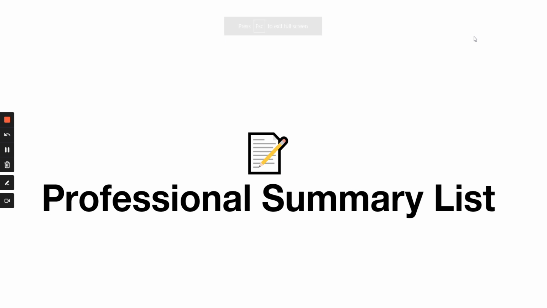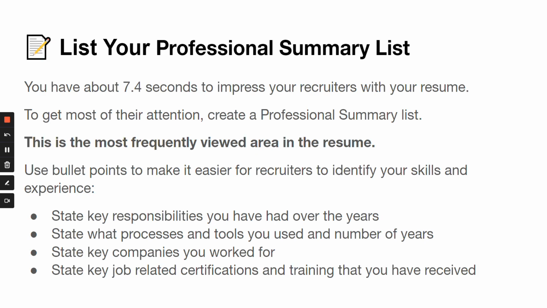So in this video, I want to talk to you about how to create a professional summary list. You probably already know, or you may not know, that you have essentially 7.4 seconds to impress your recruiters with your resume. Obviously people don't spend a lot of time on resumes because there are so many to go through, right? Recruiters especially have a lot of resumes to go through to figure out who's the best person, right?